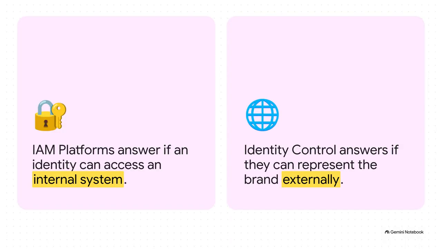And that right there highlights a crucial gap in the tools we use. Traditional identity and access management platforms, things like Okta or Active Directory, answer whether an identity can access an internal system. But corporate digital identity control answers whether a professional identity remains authorized to represent the organization externally. They absolutely do not replace each other. They are totally complementary. You really need both to be fully secure.